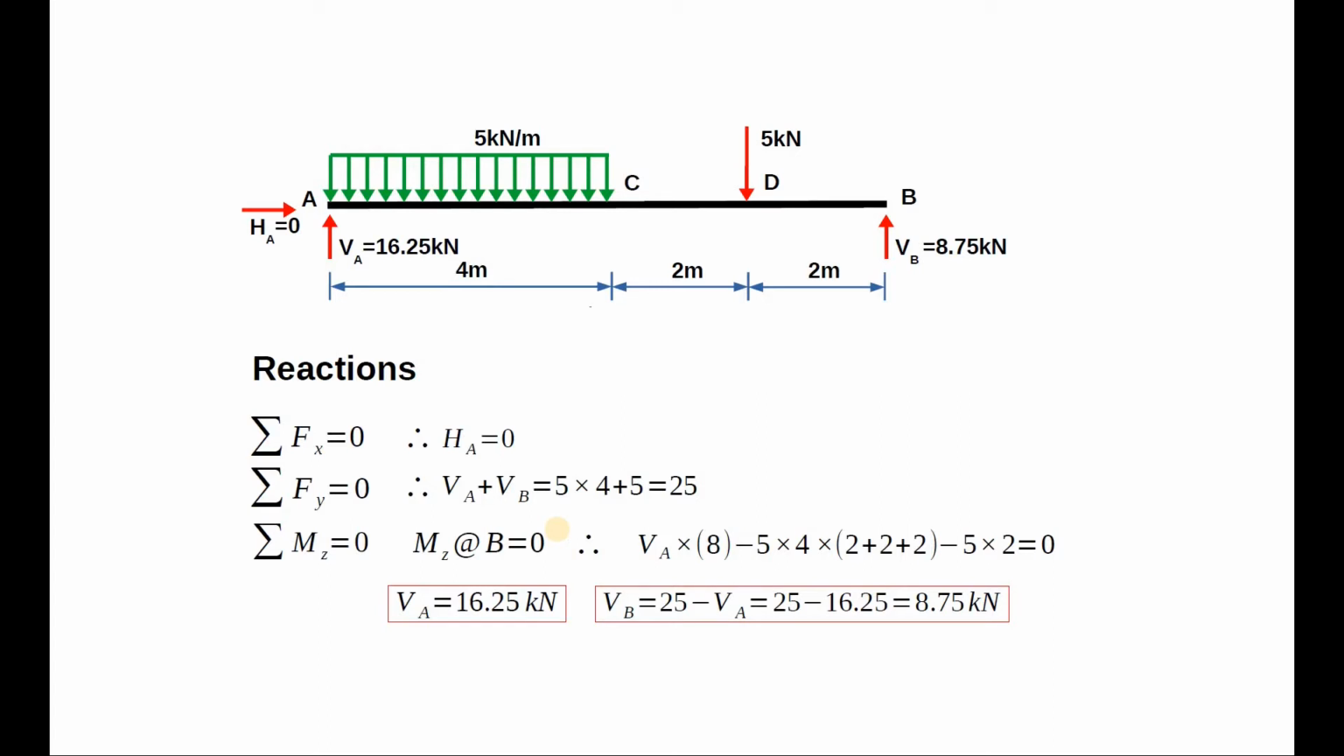Simplifying it, we can easily find out VA. VA, as a result, turns out to be 16.25 kilonewtons. Substituting VA into the equation generated by the vertical equilibrium condition sigma Fy equals 0, we can easily find out VB, which turns out to be 8.75 kilonewtons.